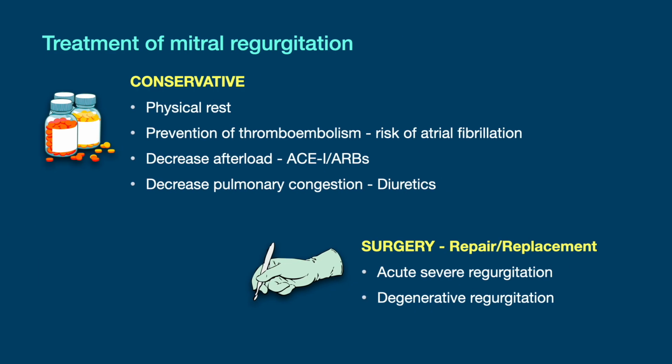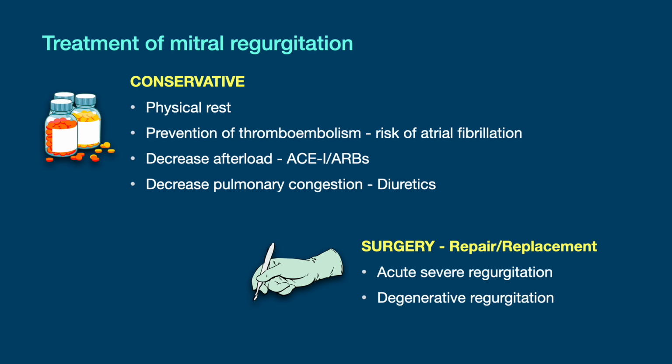Let's get to the treatment of mitral regurgitation. Conservative treatment for mitral regurgitation includes physical rest, and if the risk of atrial fibrillation exists, prevention of thromboembolism should be initiated with anticoagulants. Decrease afterload by using ACE inhibitors or ARBs, especially if mitral regurgitation is associated with systolic dysfunction. Decrease the pulmonary congestion with diuretics and digitalis. Regular follow-ups ensure that the indication for surgery is not overlooked.